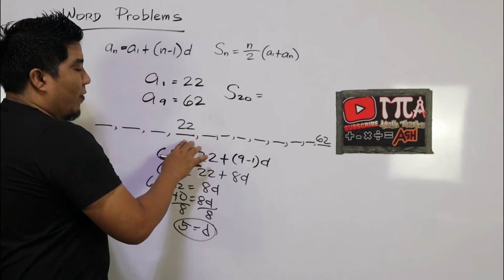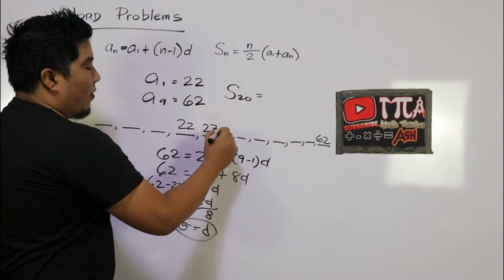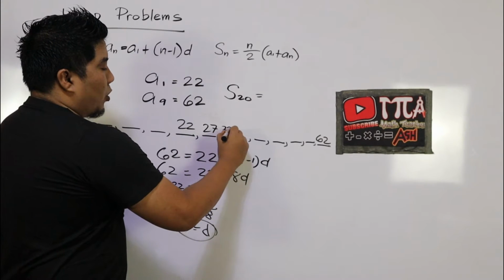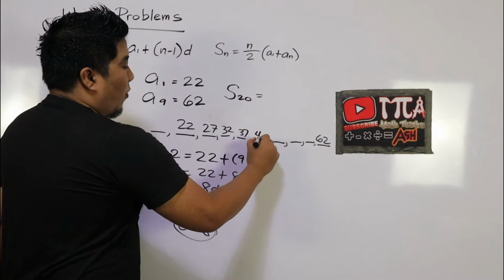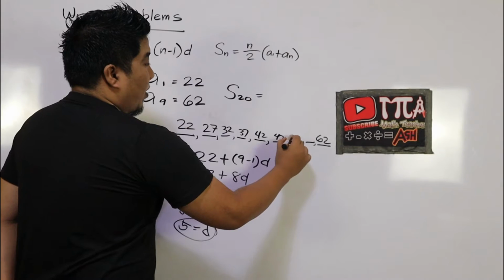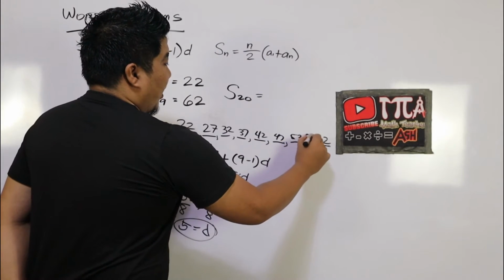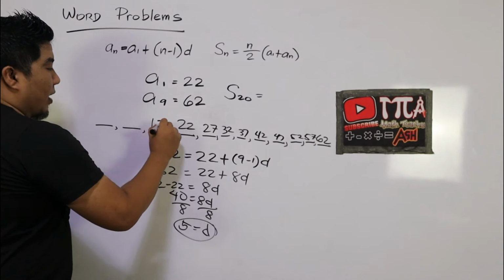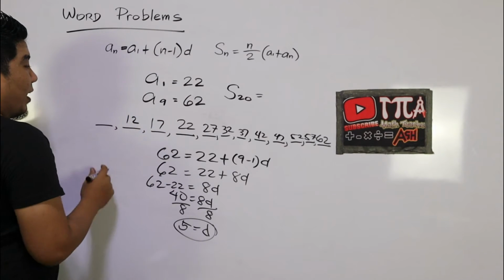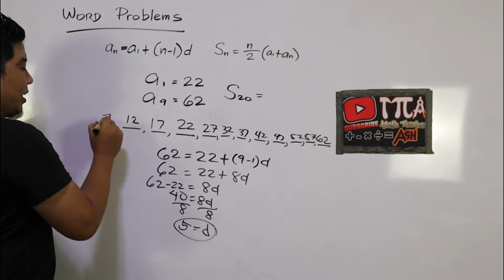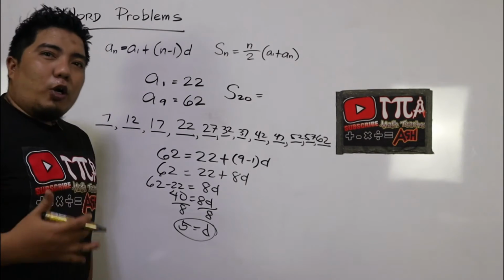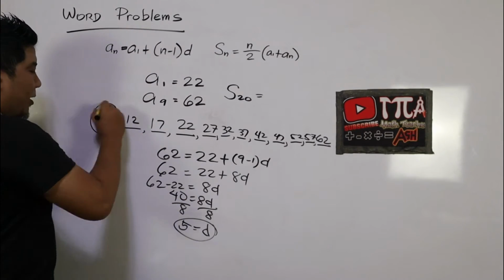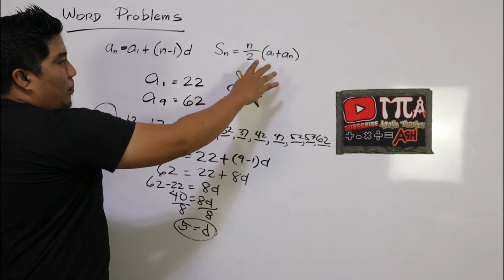So basically, if you add 5 here, this will become 27. If you add 5, it becomes 32, 37, 42, 47, 52, 57. Of course, going back, this will become 17, 12, and that is 7. So therefore, our original first term is 7, which now can be put here.